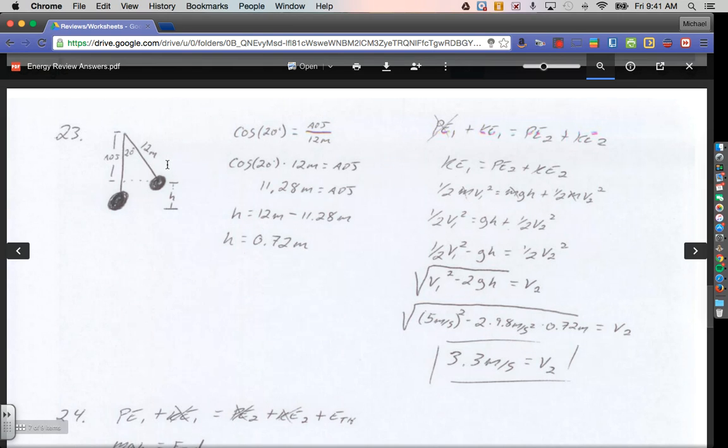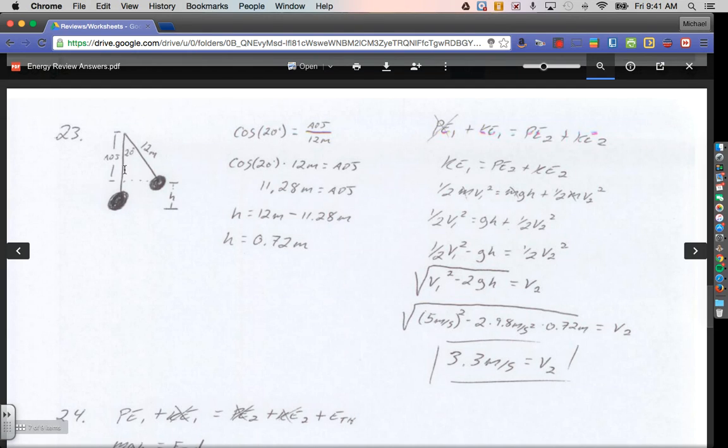Okay, first things first, we need to figure out all of our information here. So we know the cable is 12 meters long. The question is, how much higher does the ball go, because it's going to swing from a low point to an angle of 20 degrees.